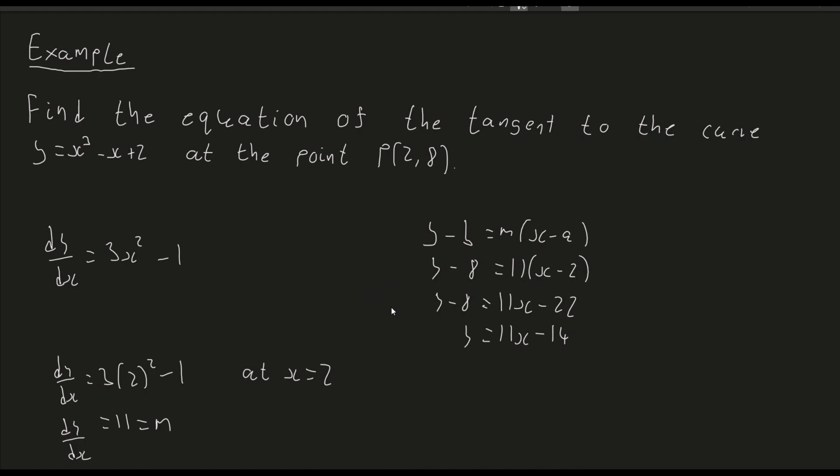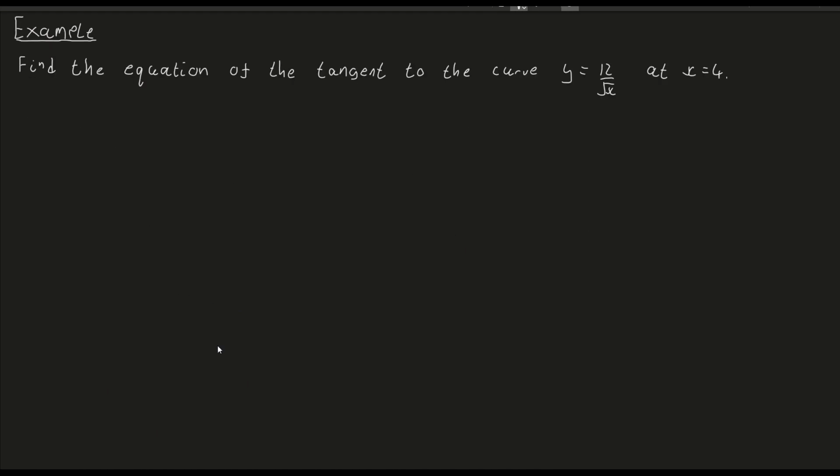And this here is then the equation of our tangent to the curve at this point. In our final example, we're going to find the equation of the tangent to the curve y equals 12 over the square root of x at the point x equals 4. Now again, we see this is a little bit different from the previous example, because in the previous example we were given a point, whereas here we're only told that x equals 4.